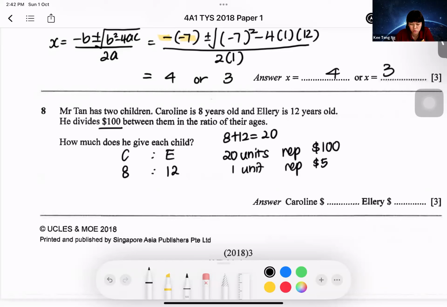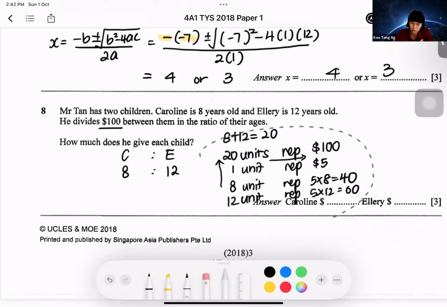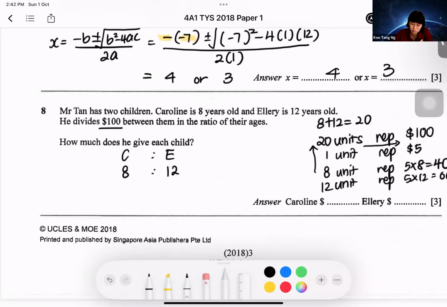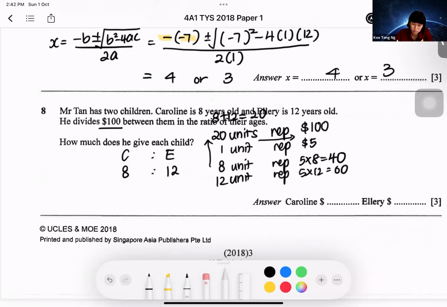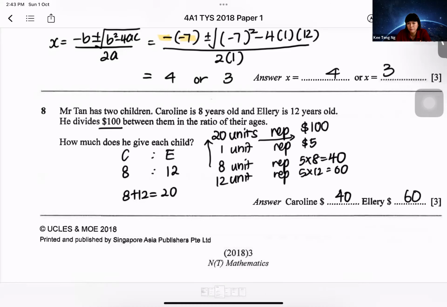But some of you are able to do 8, then you divide by 20 times this across, right? Please go ahead and do so. So if not, then you do 1 unit. So 8 units will be 5 times 8, 40. Then 12 units will be 5 times 12, 60. So Caroline will have 8 units. 8 units, Caroline is $40. Ellery will have $60. Have you gotten the answer?